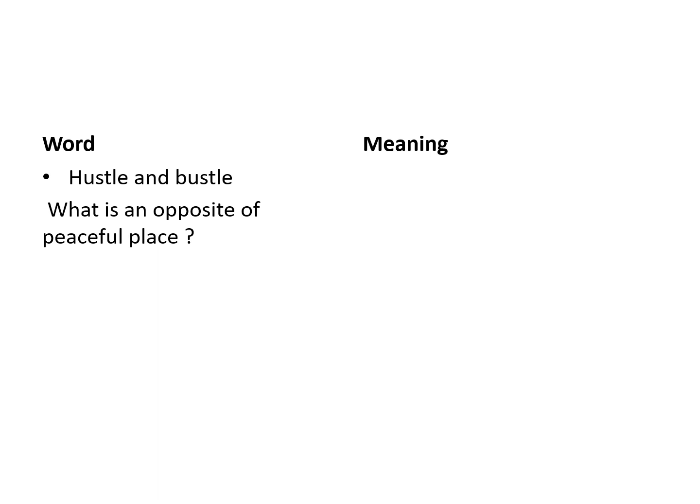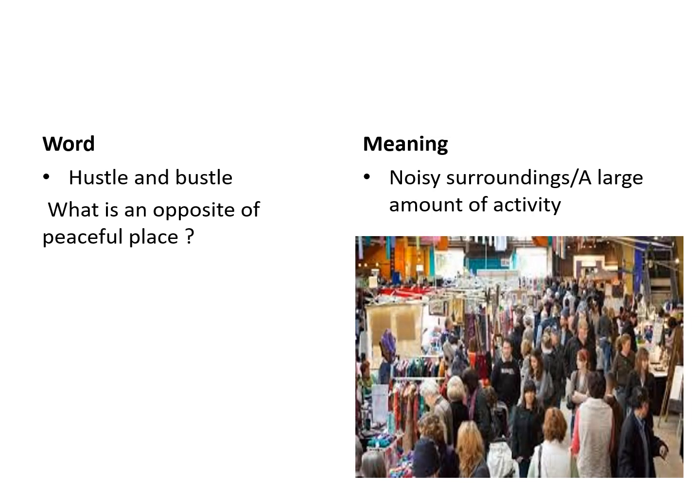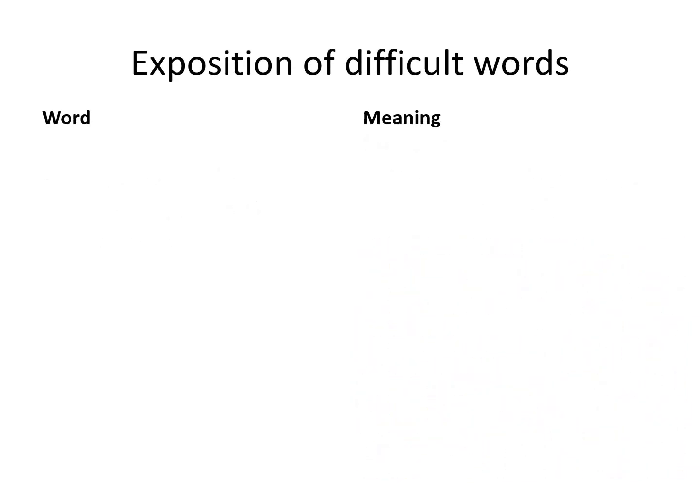And the pupil teacher can use the picture also to find out the meaning of a difficult word. So what is the actual meaning of hustle and bustle? This is the noisy surroundings or large amount of activity. In the same way, to find out the meaning of a difficult word, the pupil teacher can use the picture technique or action to find out the correct meaning.